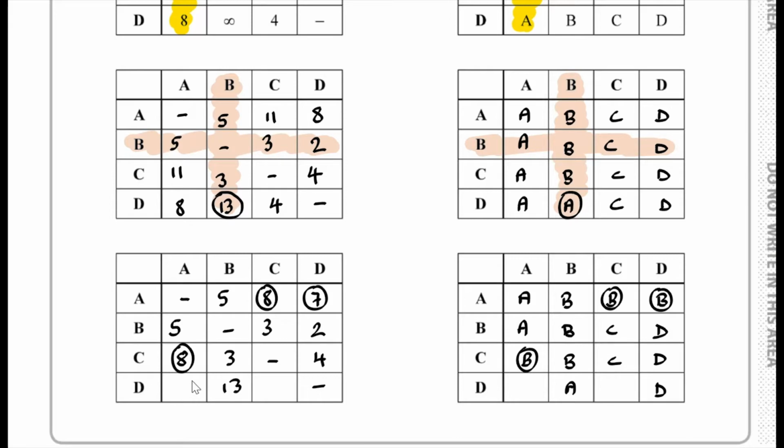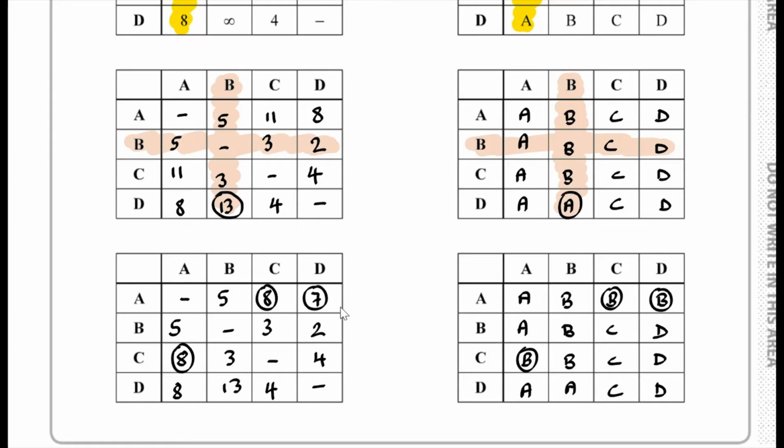Looking at the element here, DA, we compare this 8 with 5 plus 13, which is 18. 8 is obviously smaller, so we have 8 over here. Okay? And the letter remains unchanged, we still have A. And then for this element, DC, we compare this 4 with 13 plus 3, which is 16. 4 is obviously smaller, so here we still have 4. And here the letter remains the same as C. Okay?